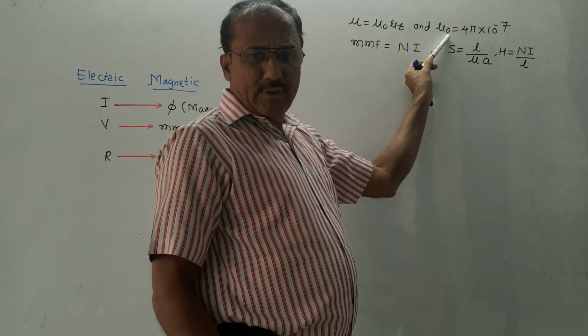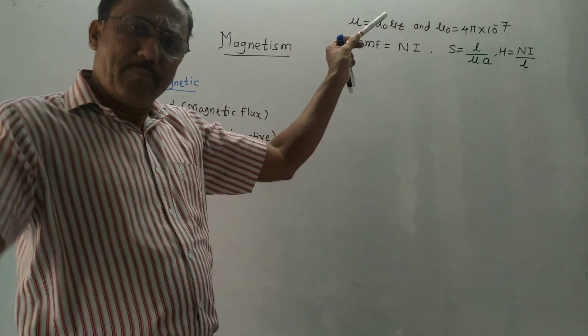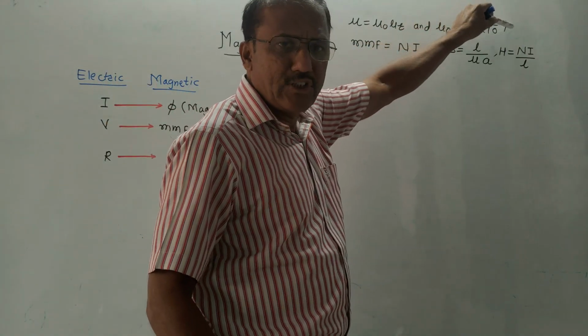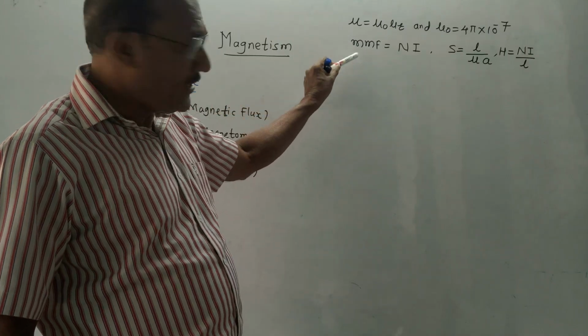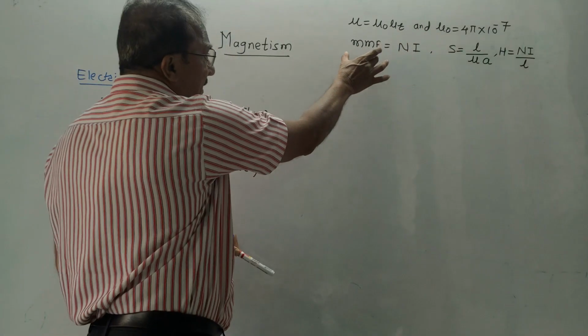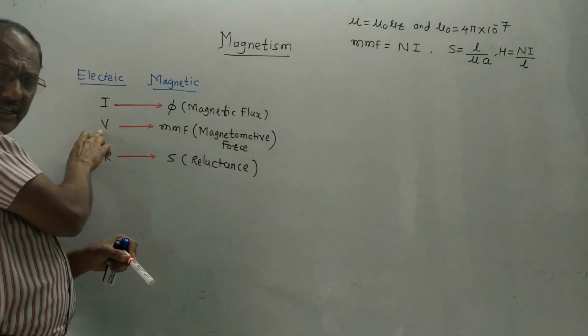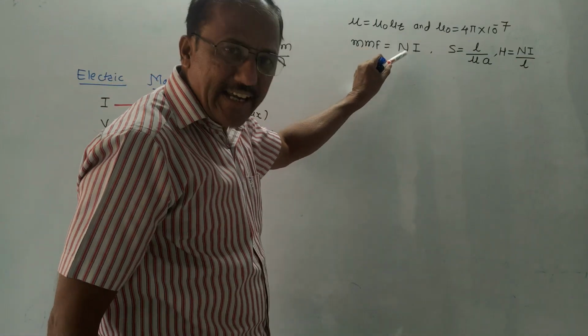Value of mu 0, that is permeability of free space, that means opposition of the free space for magnetic lines, is fixed value, which is 4 pi into 10 raised to minus 7. Next is MMF, that is magnetomotive force. Just now I explained this MMF is similar to the voltage in electric field. So MMF is given by N into I.